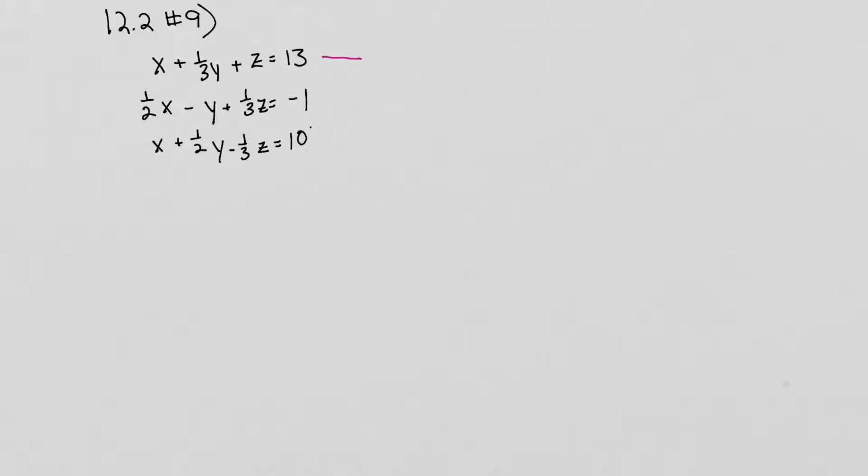So this first one I'll multiply times 3. So I'll have 3x plus y plus 3z equals 39. I picked 3 because 1/3 times 3 would give me a 1. Then check your arithmetic. Just double check it.